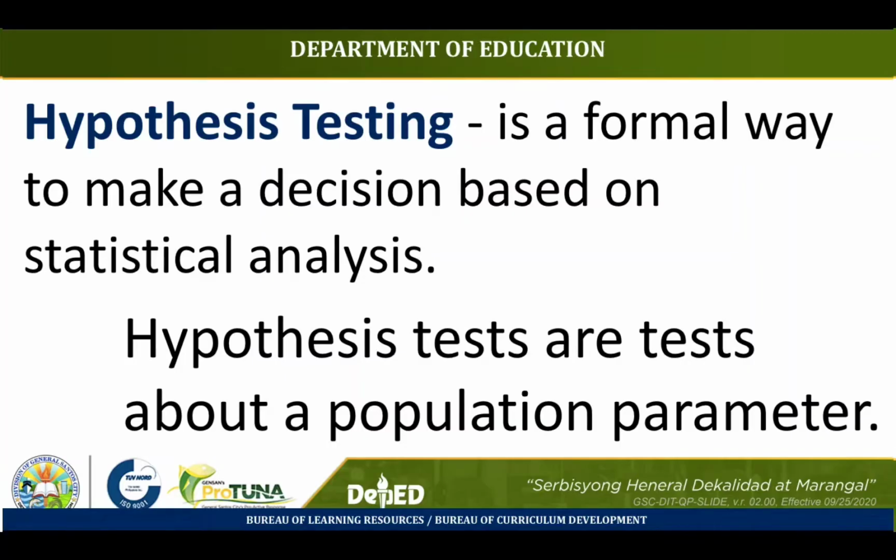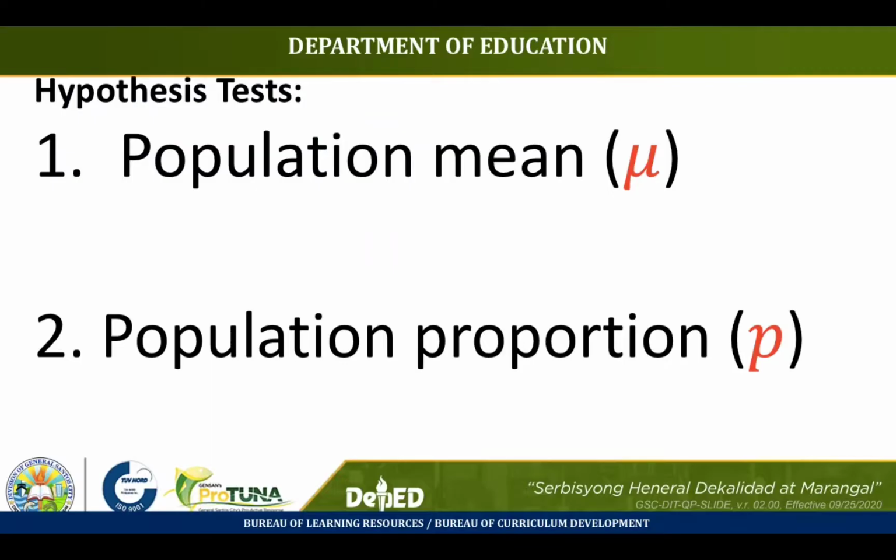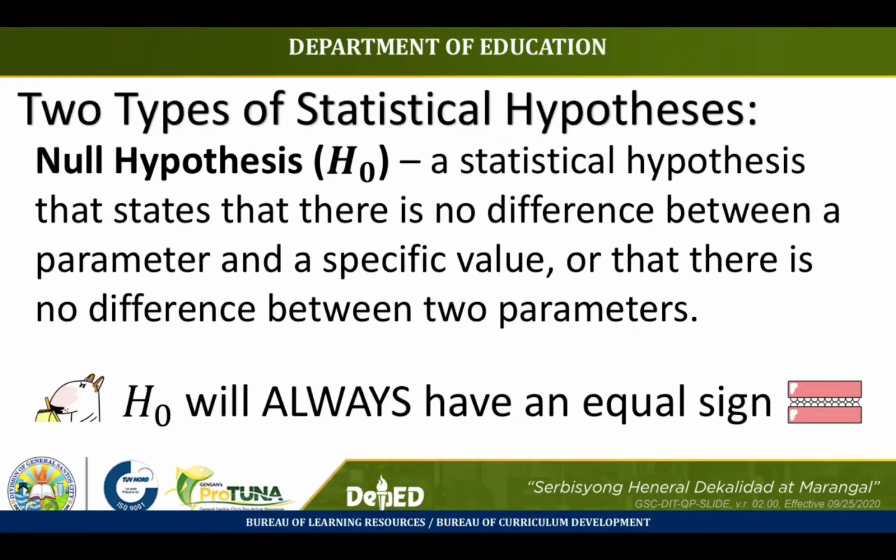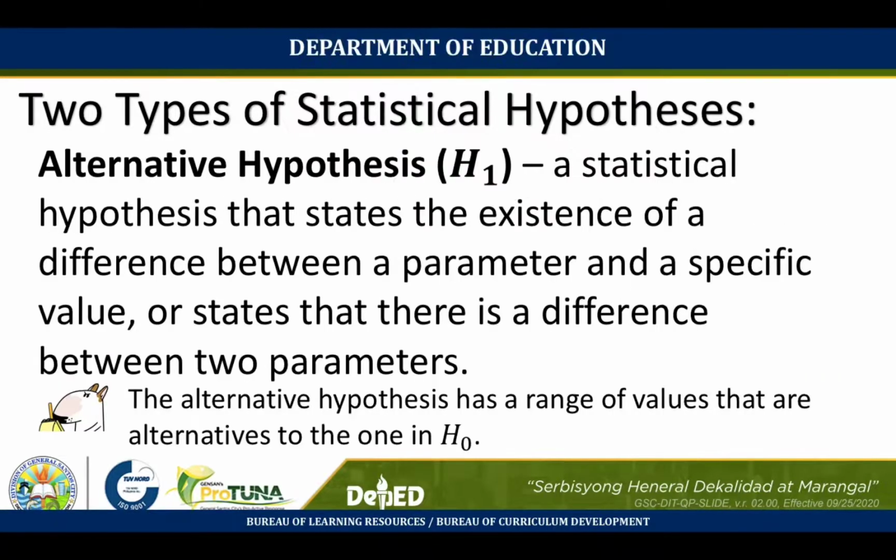Hypothesis testing is a formal way to make a decision based on statistical analysis. Hypothesis tests are tests about a population parameter. Hypothesis tests can be computed for the test statistic value of population mean and population proportion. There are two types of statistical hypothesis. First, we have the null hypothesis, which states that there is no difference between two parameters. The second one is the alternative hypothesis. This states that there is a difference between two parameters.